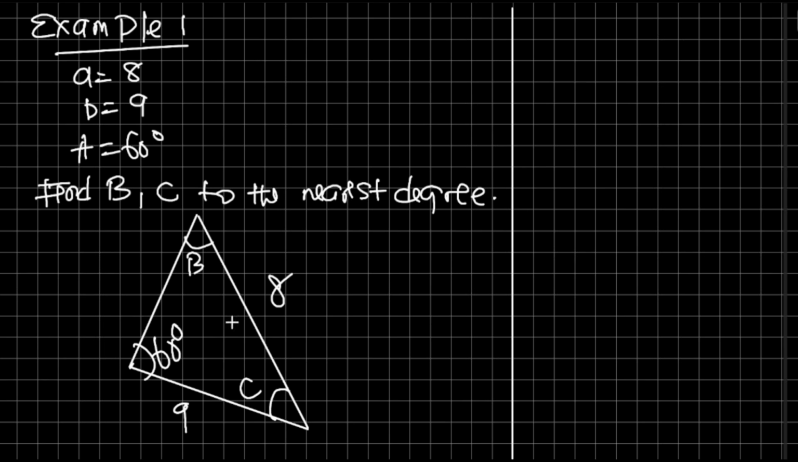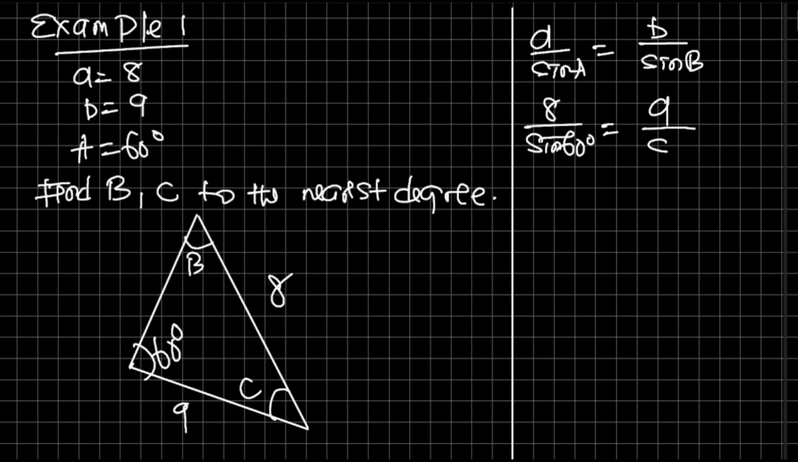We're going to be using a over sine A equals b over sine B. So substituting the values, we have 8 over sine 60 equal to 9 over sine B. We don't know B. So if we cross multiply, we have sine B equals 9 multiplied by sine 60 all over 8.